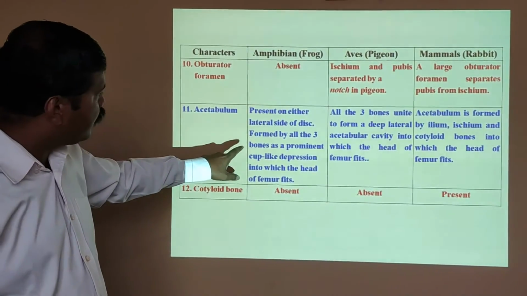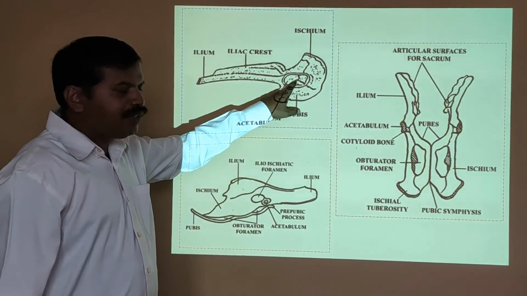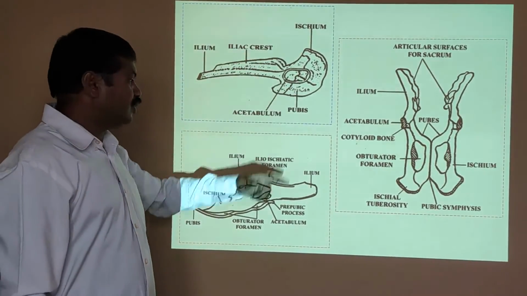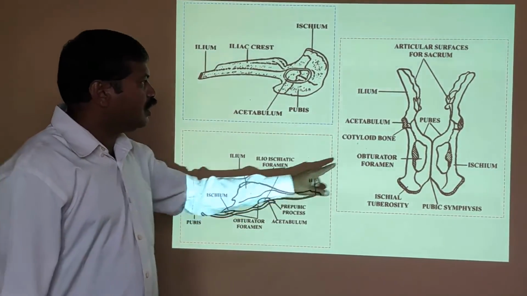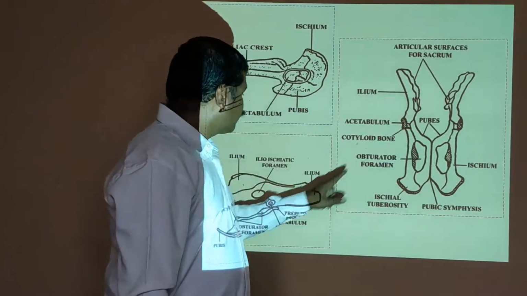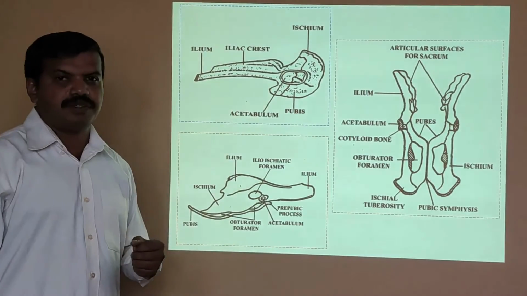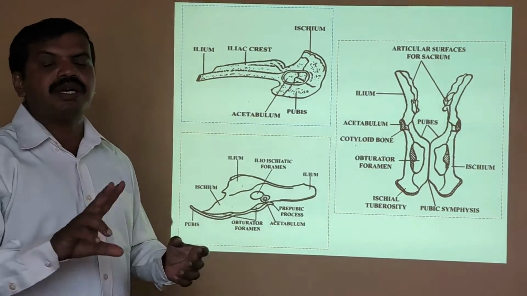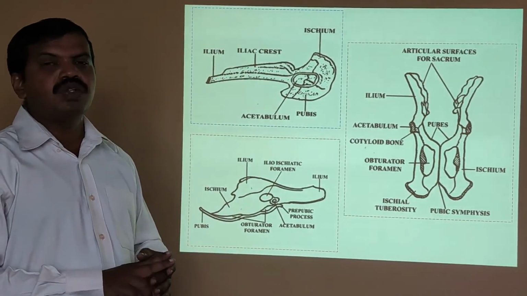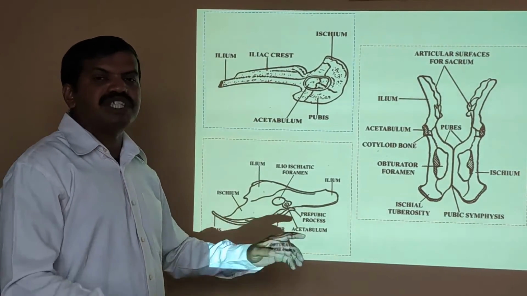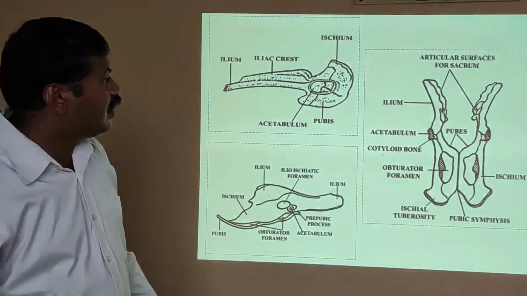It is present on either lateral side of the disc. It can be seen here. One is present here, and the other is present on that side. The same thing, here you can see both sides. This is one side, and the other side has one more. Since paired hind limbs are present, each one will be attached to each acetabulum, one on either side of the pelvic girdle.